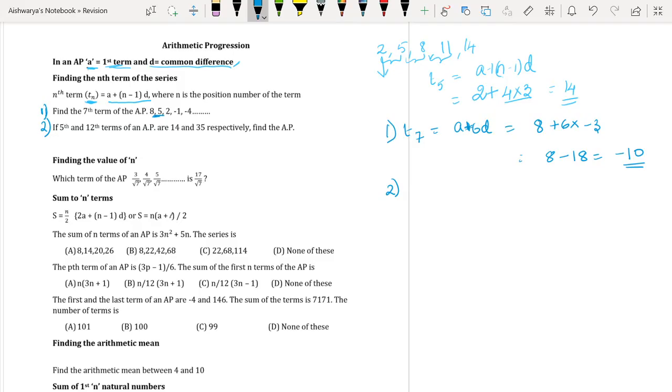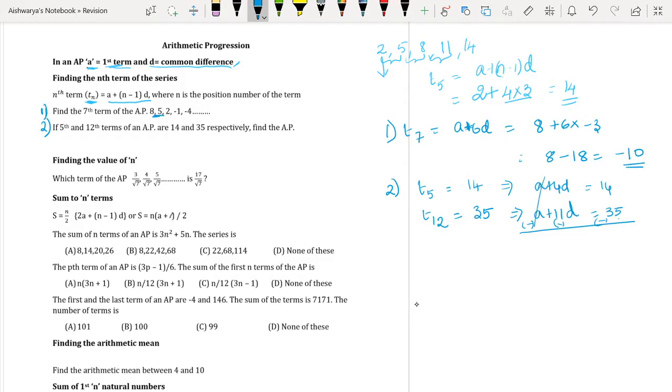If the 5th and 12th terms of an AP are 14 and 35 respectively, find the AP. So T5 and T12 they have given you. The 5th term is 14, the 12th term is 35. So what is this AP? Here the 5th term is nothing but A plus 4D, and the 12th term is nothing but A plus 11D. This is equal to 14, this is equal to 35. So we will solve it like simultaneous equations. This will become minus, minus, minus.